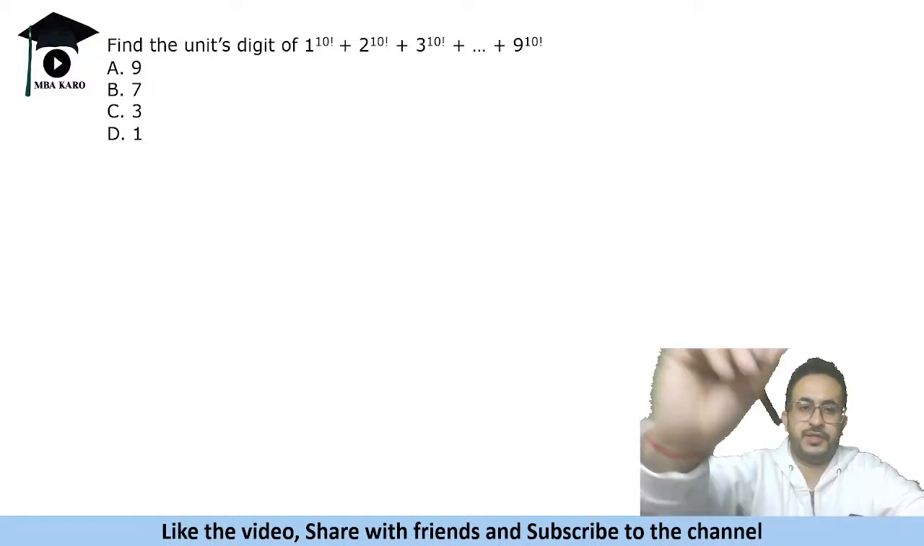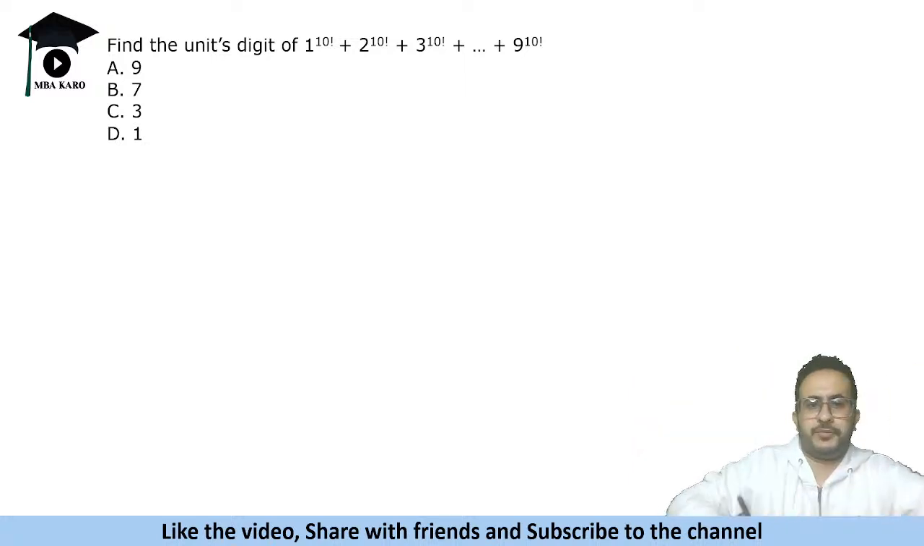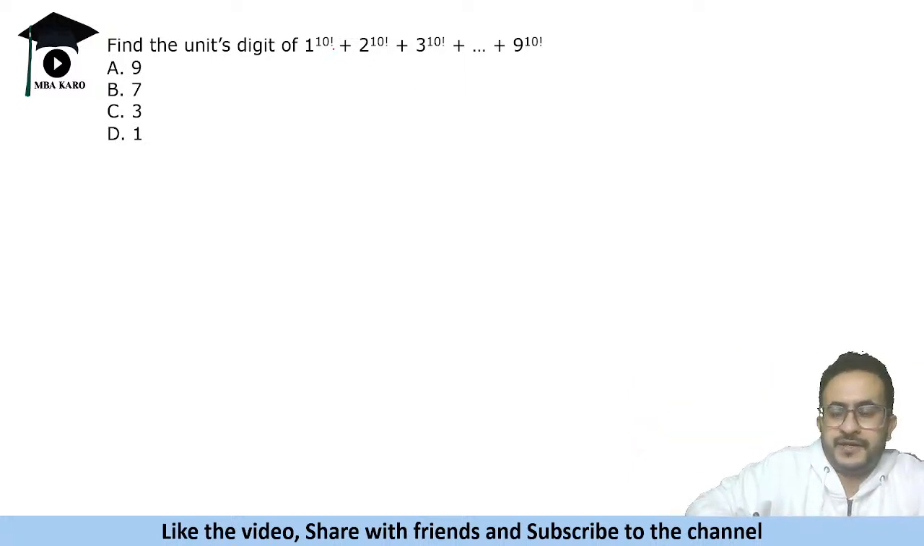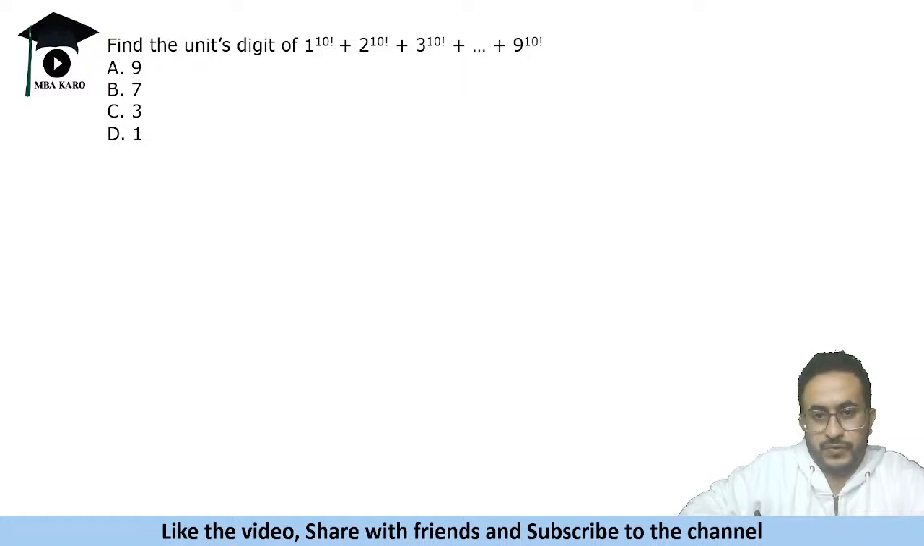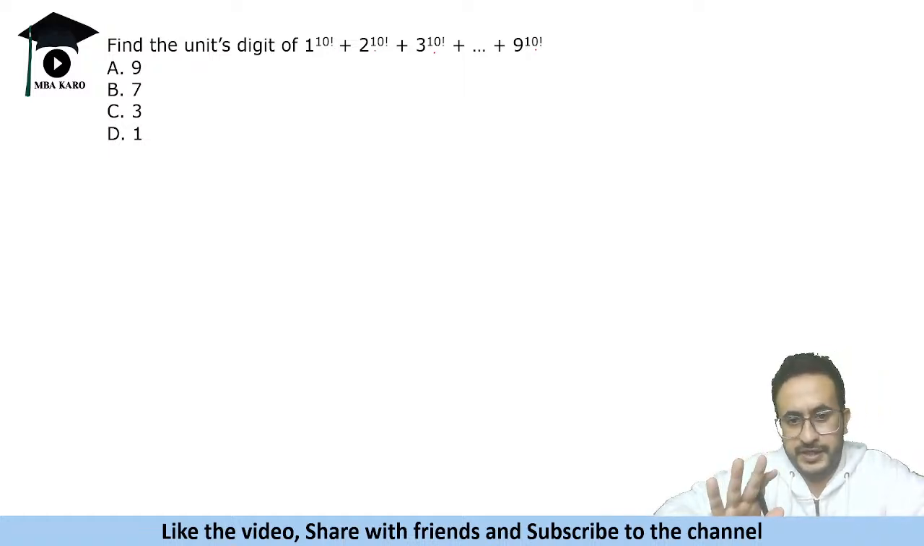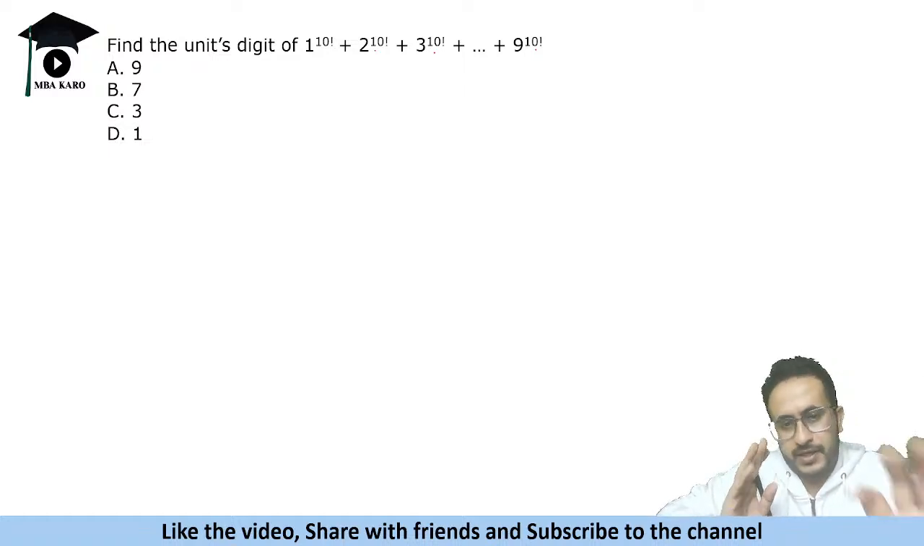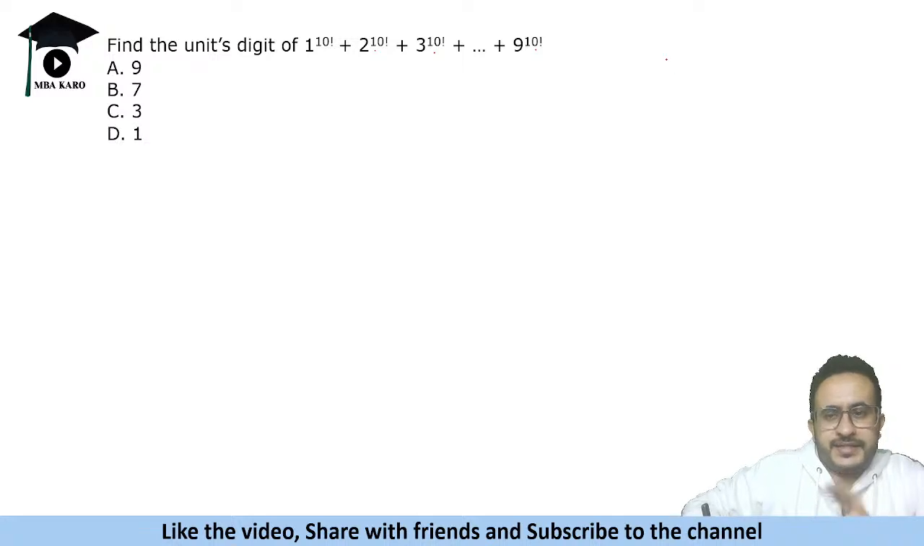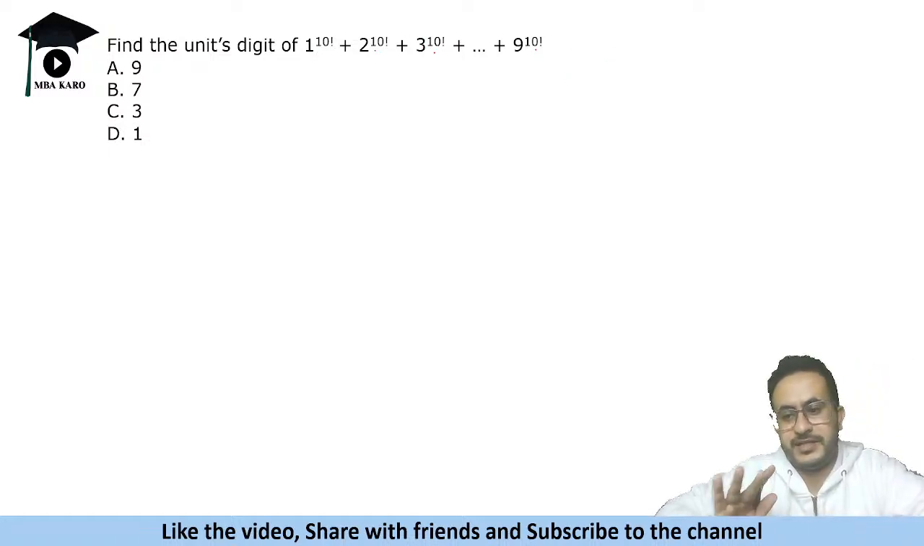Now I'll tell you how to attempt it. See, if it looks right to you, it is not 10, it is 10 factorial. This is also 10 factorial, 10 factorial, 10 factorial. It is not 10. There's a difference between having power 10 and 10 factorial. Now, every number has a cyclicity. So if you see this 10 factorial, the maximum cyclicity is of 4.